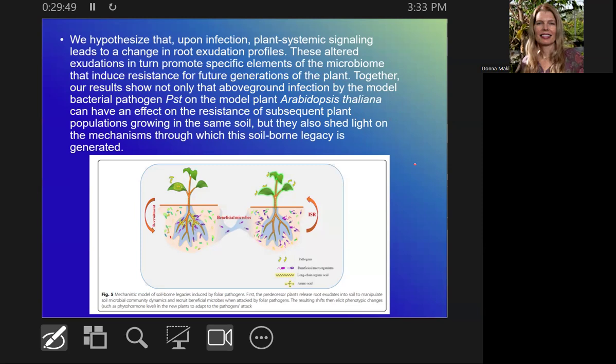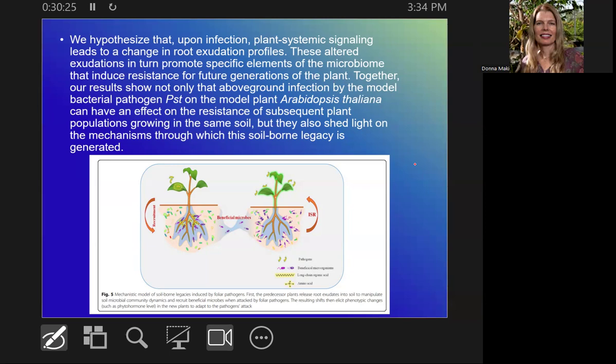Here's their graphic where they're trying to show this in a visual way. So plant systemic signaling leads to a change in root exudation profiles, which in turn shifts the microbiome. It helps induce resistance against Pseudomonas for the future plants that come in. So our results show that above ground infection by Pseudomonas really does affect the resistance of subsequent plant populations in that soil. And it's due to the mechanism of what's happening in the soil system, that soil-borne legacy.